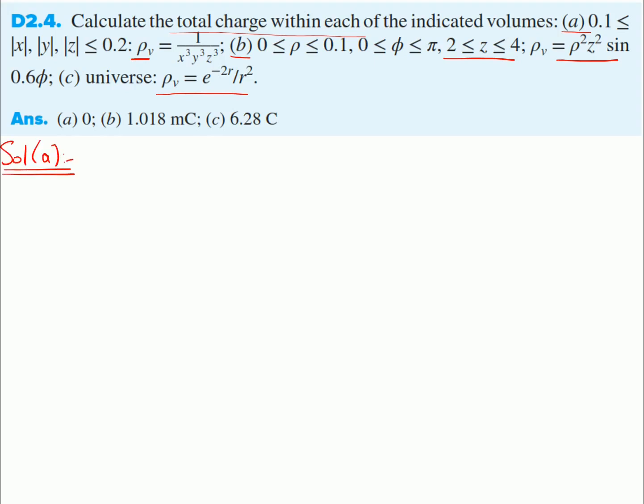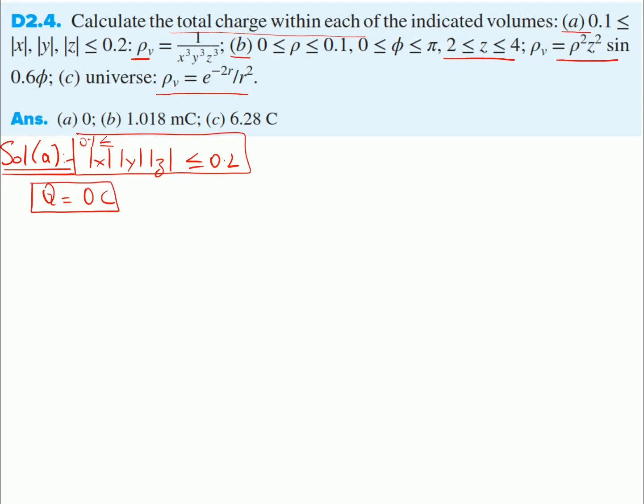So the first part, we basically have been given that absolute of x, absolute of y and absolute of z are in the range of 0.1 to 0.2. Okay, so if we look at this, the value of charge immediately comes out to be 0. So this means that the solution to this, the value of charge, without going into the analysis, logically it comes out to be 0 coulomb. And how do we know that it has 0 coulomb? Because this is an absolute value. So whenever we have an absolute value, the effect of a charge in the space cancels each other out.